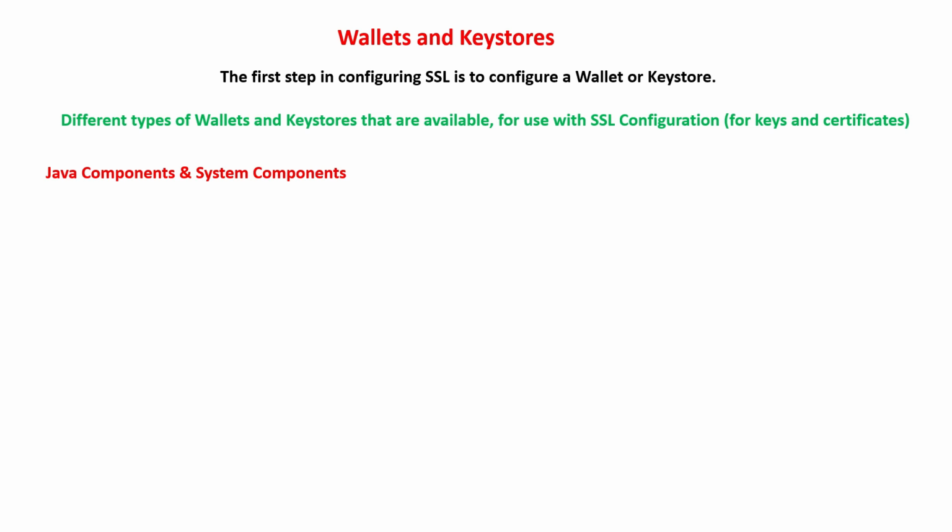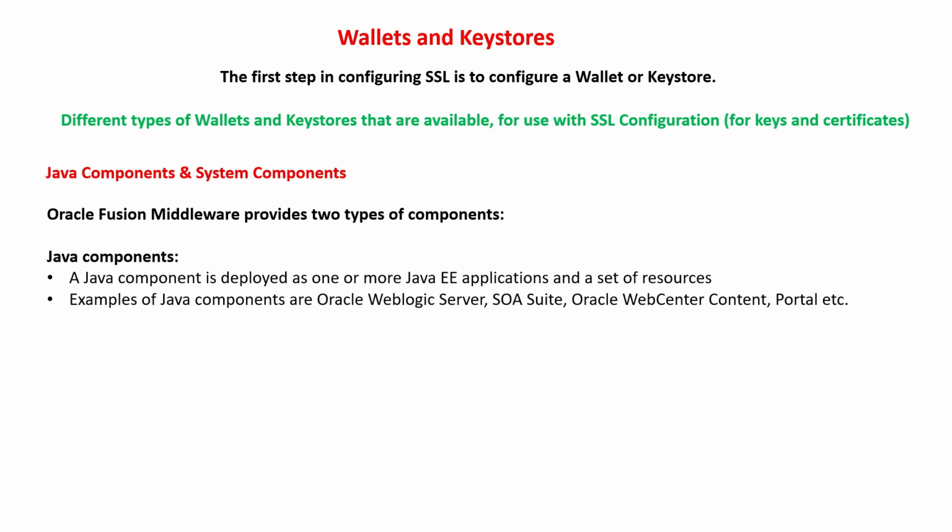Based on that categorization, we have two kinds of components in Oracle Fusion Middleware. The first is the Java component, and the second is the system components. The first one is a Java component. It is very clear from the name as well. A Java component is completely built or developed in Java, and we deploy it on a Java-based application server like Oracle WebLogic Server. That means a Java component is deployed as one or more Java enterprise applications and a set of resources.